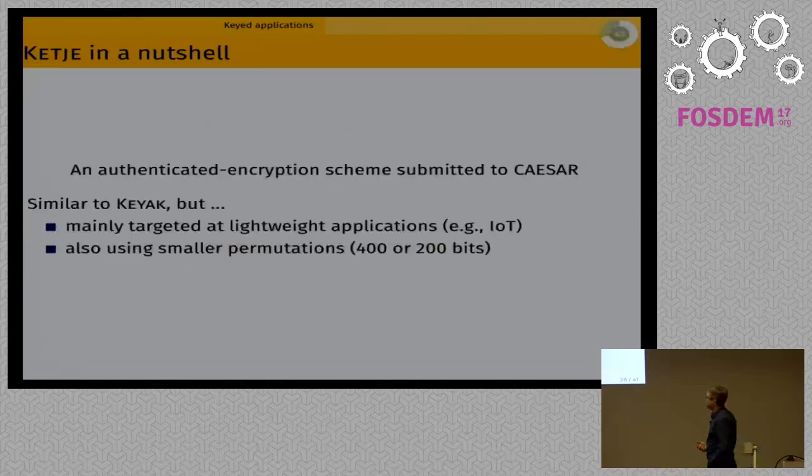Then we submitted a second proposal to the Caesar competition called Keccak. It's again based on Keccak, but it's sufficiently different from Keccak to deserve a separate submission and separate name. Keccak has less features than Keccak, but it's also simpler and targeted at lightweight applications like the Internet of Things, and you can instantiate it with smaller permutations, 400 and 200 bits, so that it can be really small in hardware or in embedded software.